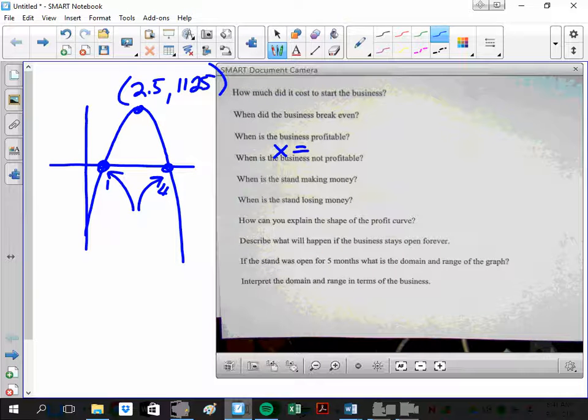It's broken even. So this should be parenthesis 1, comma, 4, bracket or parenthesis? Another parenthesis. 1 and 4 are not positive. So yesterday we talked about a graph being positive. That's all this means. For this lemonade stand to be profitable, the points have to be above the x-axis. Okay, next question. When is the business not profitable?